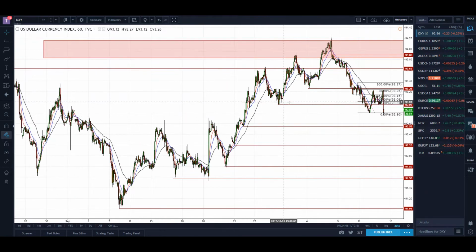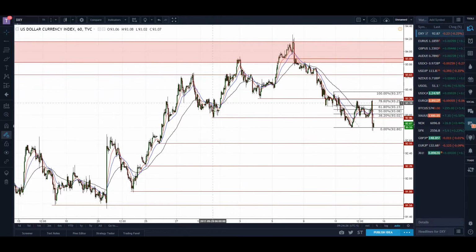What I would have wanted was at least a break of 92.95 in this scenario to suggest that we're going to be bearish. I don't care about this high, or this very small low right in here. I want the big swing low that initiated this rally and made the higher high to break before I even consider anything. And until that low breaks or the previous high breaks, we're in a ranging market.